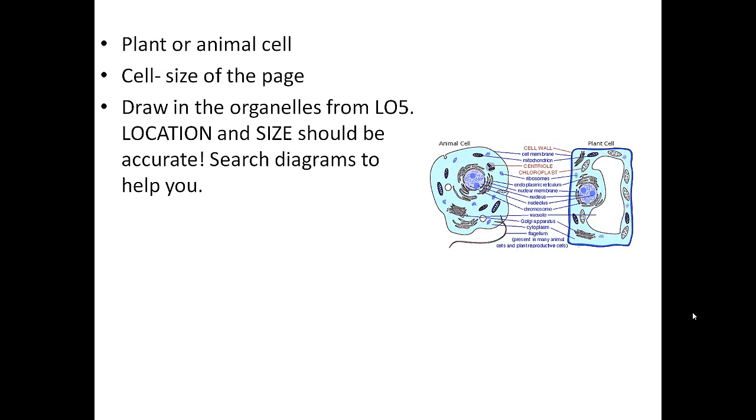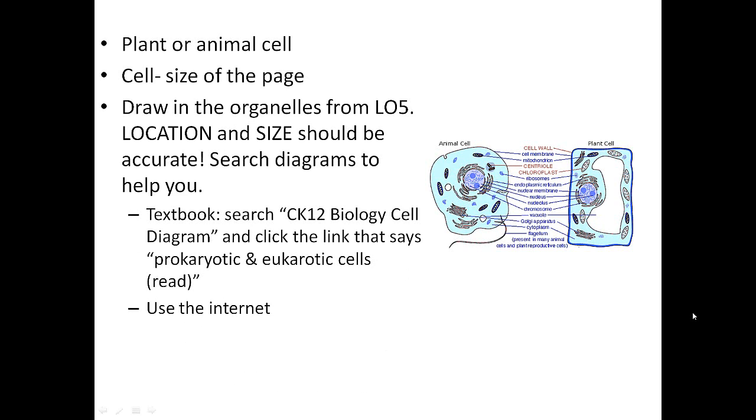Draw in the organelles from U3LO5 that we just talked about. Location of the organelle and size must be accurate, so use diagrams. Either use your online textbook, if you go to Google and search CK12 biology cell diagram, the first link that comes up should say something like prokaryotic and eukaryotic cells. Click on that one, there's a diagram in there. Or just search the internet for pictures.